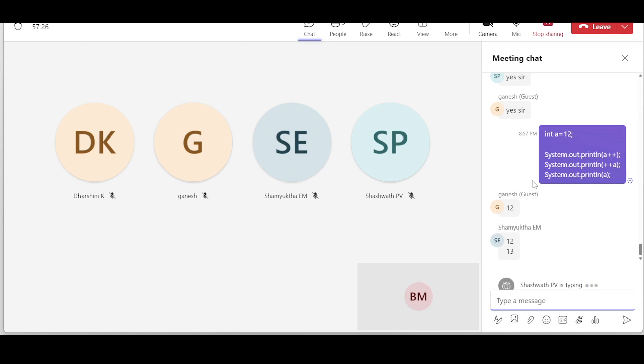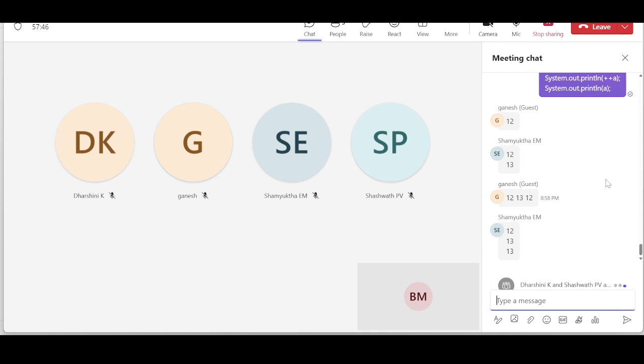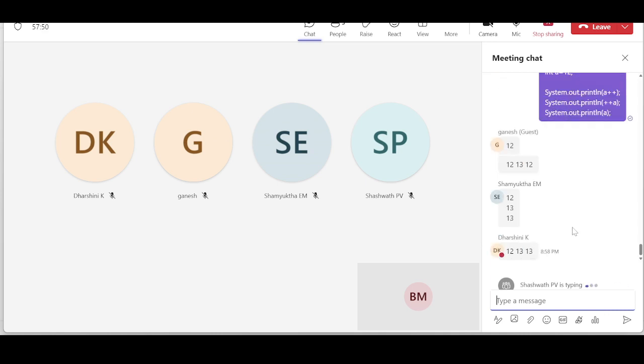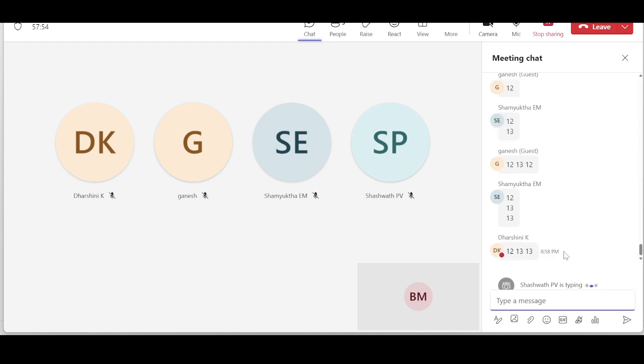Twelve, 13. That should be 3 answers because there are 3 System.out.println statements. So 3 values should be displayed in the console. 12, 13, 12. Okay, let's see who is correct. 12, 13, 13. Okay. What about others? 12, 13, 13. Response is still typing.